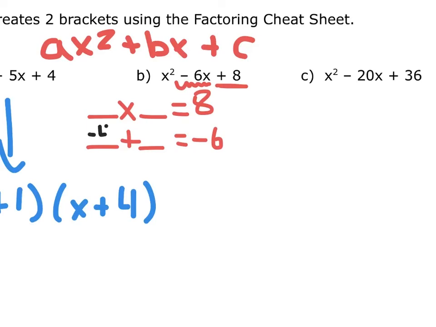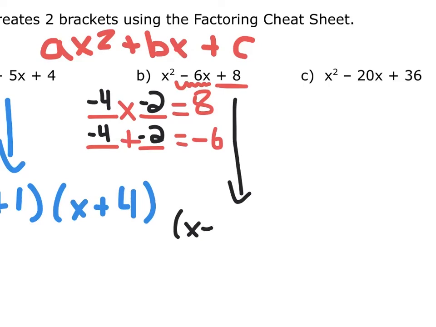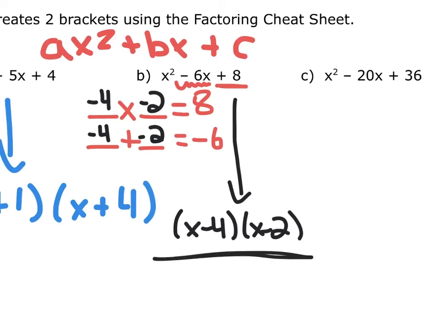Excellent job, David. They multiply, right? Negative 4 times negative 2 would give you positive 8. So then we can rewrite it in our form: x minus 4 and x minus 2. Does it matter which way you put these? No, it does not matter which way you put them. So that is fine.